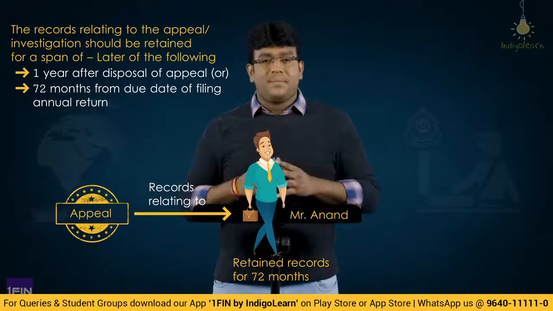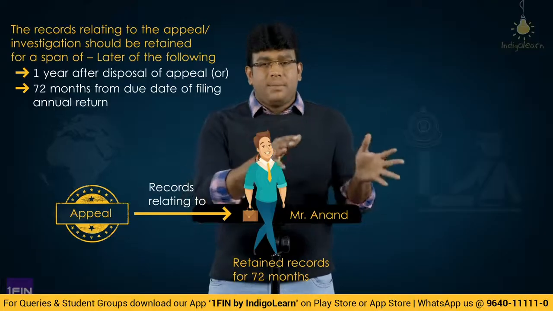They did not say earlier, they told later. If they tell later only, they'll get more time. So what they told very clearly is that these records which are pertaining to the appeal, investigation or revision which is going on, those records should be retained for a span of 1 year from the date of disposal of that appeal. Disposal means passing of order of that appeal or revision or investigation, or the general time limit.